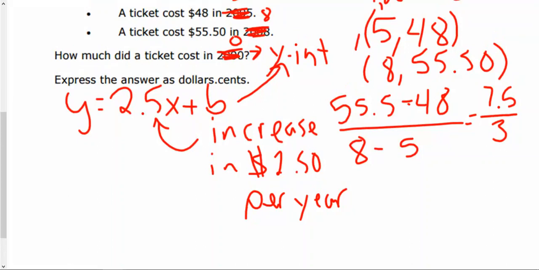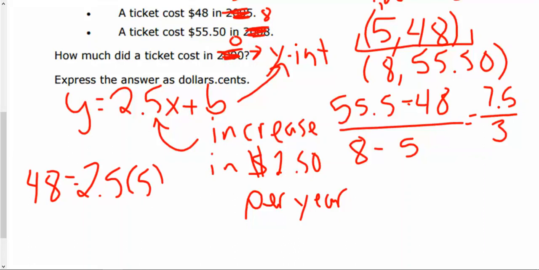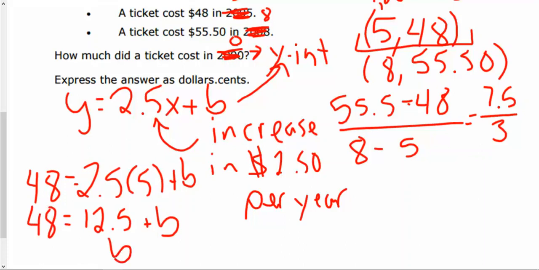point. Well, I'm given this point, and I have to try to figure out what the y-intercept is. So I go 48 equals 2.5 times 5 plus b. So b plus 12.5 equals 48, or b equals 35.5. So what that tells us is how much did a ticket cost in 2000? Well, it cost $35.50.